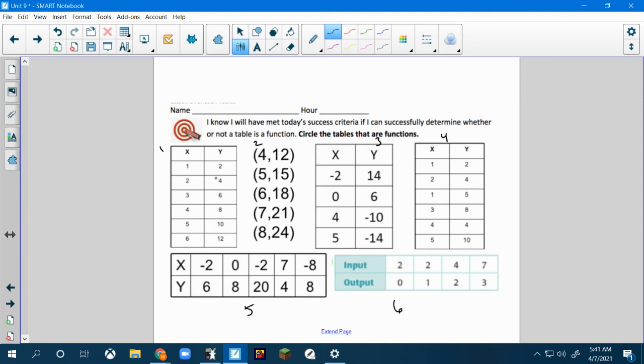Okay. Let's unpause. Let's say this is, yes, a function. Every input has an output. This one is also a function. Every input has an output. This one is also a function. Good, good. This one here, unfortunately, not a function. Notice that 1 has 2 here and 1 has 5 here. Two different outputs with the same input. Number 5, not a function. Negative 2 has 6. Negative 2 has 20, not a function. And our last one, not a function. 2 has 0. 2 has 1.